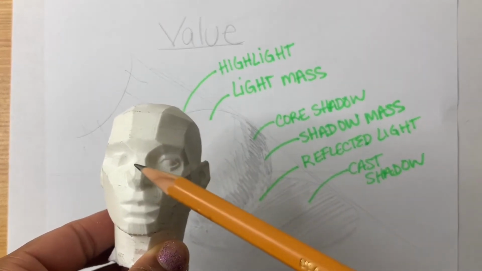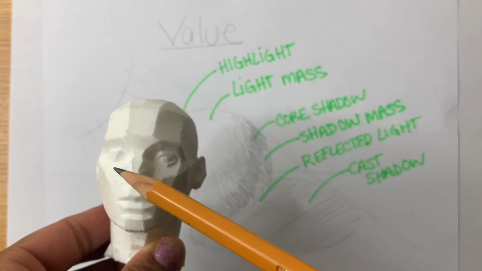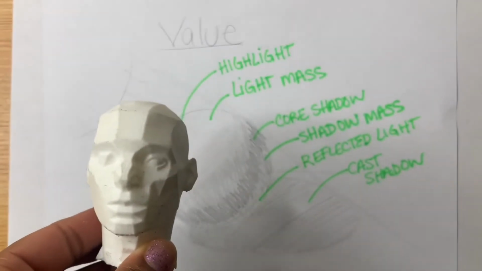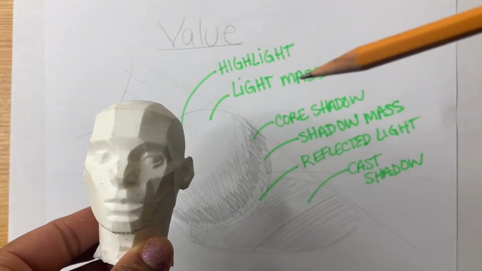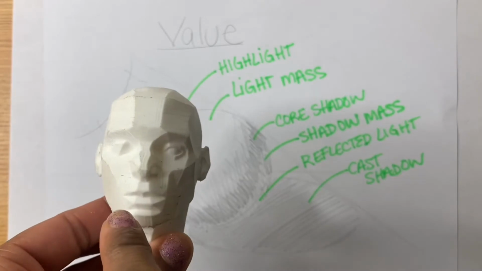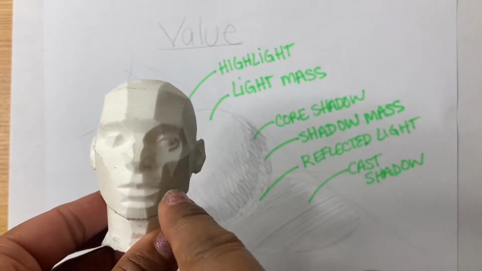So to just review what we just spoke about, okay? Over here, these areas that are the lightest, those are gonna be your highlights. This area over here, this is gonna be your light mass. So we see that right there. So we got highlight, light mass. Remember we talked about this all being the light mass and this all being the shadow mass, okay?